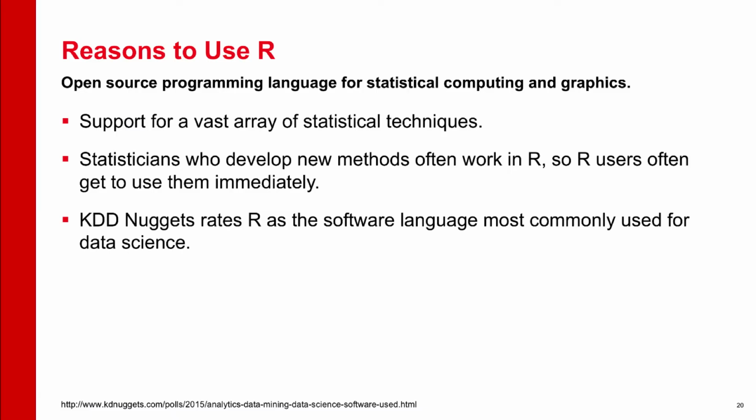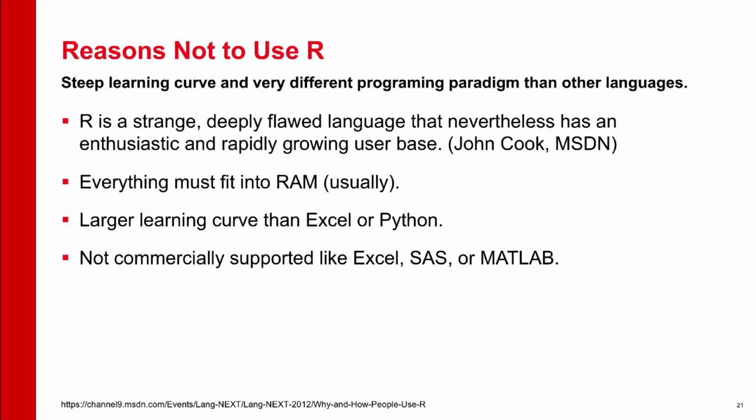Reasons to use R: support for a vast array of statistical techniques. I will see obscure, or at least obscure to me, I'm a computer scientist, statistical techniques in R that I've not seen in Python and sometimes have trouble reproducing in Python. Statisticians who develop new methods often do R first. KDnuggets rates R as, at least at the point that I put that bulletin, the most commonly used language. Nevertheless, you need to know R and Python in data science.